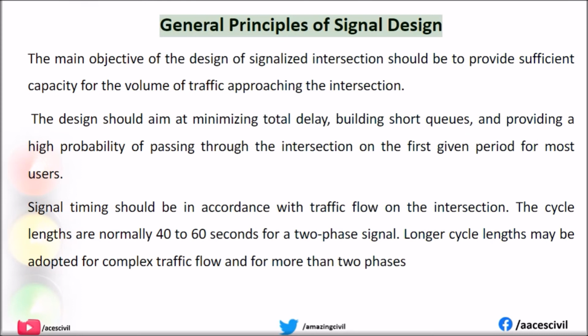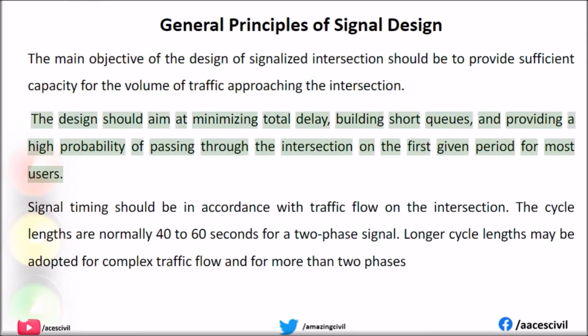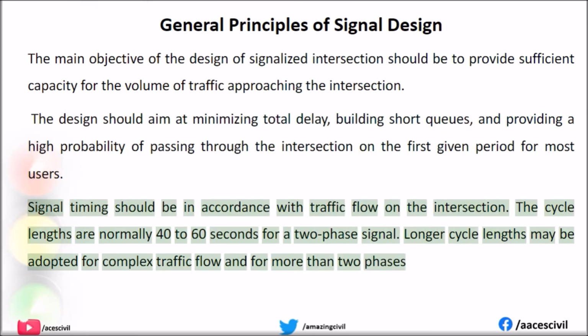General principles of signal design. The main objective of the design of a signalized intersection should be to provide sufficient capacity for the volume of traffic approaching the intersection. The design should aim at minimizing total delay, building short queues, and providing a high probability of passing through the intersection in the first given period for most users. Signal timing should be in accordance with traffic flow at the intersection. The cycle lengths are normally 40 to 60 seconds for a two-phase signal. Longer cycle lengths may be adopted for complex traffic flow and for more than two phases.